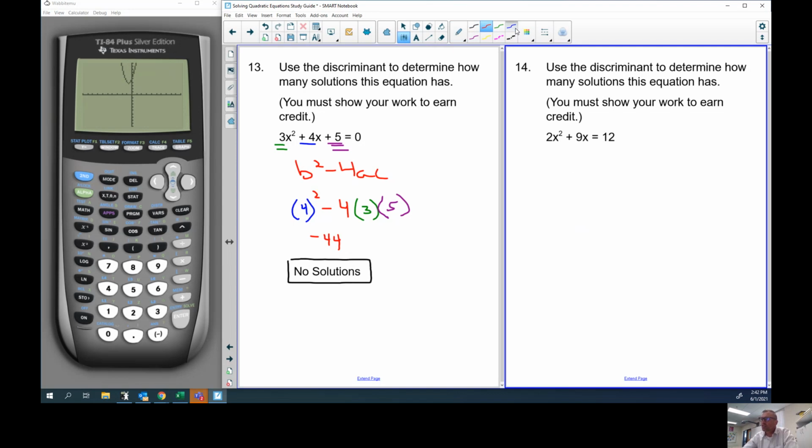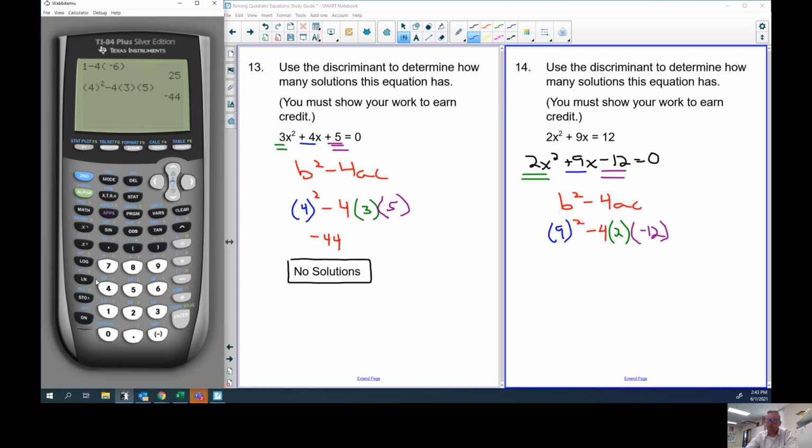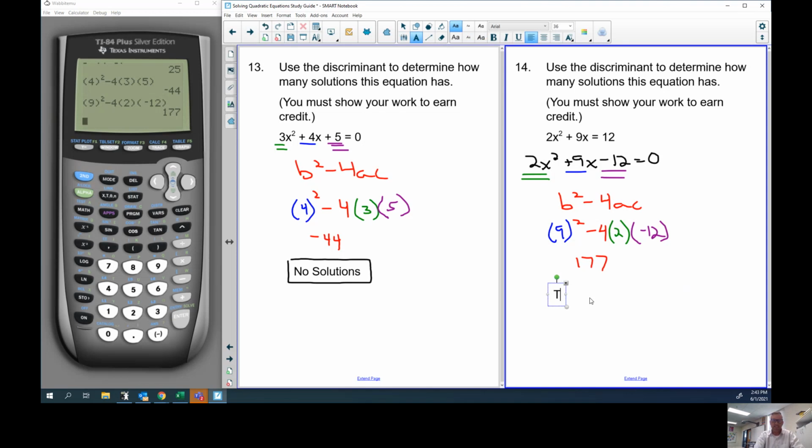As opposed to this one, well, first off, on this guy, let's rewrite this. 2x squared plus 9x minus 12 equals 0. So now I can see what a, b, and c are. So b squared minus 4 times a times c. b is 9. Square that and subtract 4ac from it. A is 2. And c is negative 12. Now, if we would have used positive 12, it would have given us a different answer. But here we go. 9 squared minus 4 times 2 times negative 12. This is going to come out to a positive 177, and any positive number has 2 square roots, so thus this has 2 solutions.